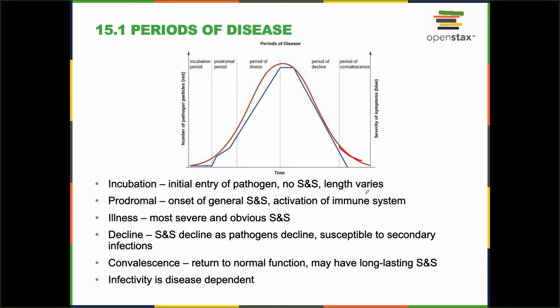COVID-19 for some people has these long tails. They'll report respiratory issues with difficulty breathing months after the pathogen has left. And so this whole infectivity is very disease dependent. Each stage is very different for each disease. And then sometimes it's even person dependent. Each person will experience a disease quite differently.